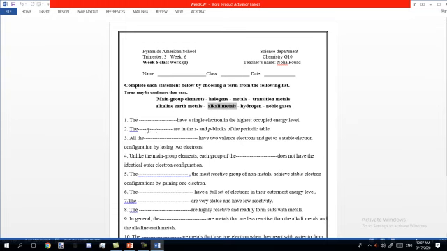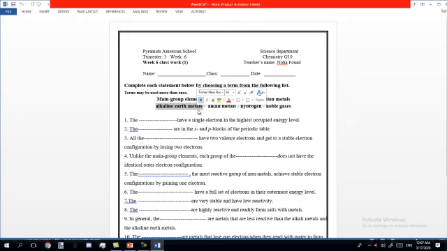Number 2, the dash are in the S and P blocks of the periodic table. What are the S and P blocks? As we said, they are the main group elements. The main group elements are the elements of S and P blocks of the periodic table. Number 3, all of the dash have 2 valence electrons and get to a stable electron configuration by losing 2 electrons. What have 2 electrons in their outermost shell? As we said, they are the alkaline earth metals.